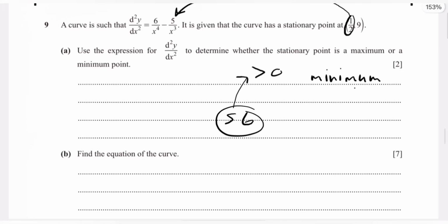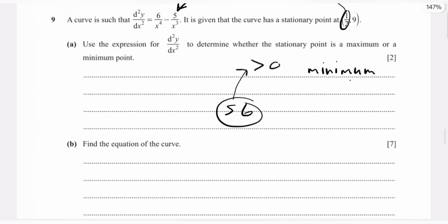And B is saying find the equation of the curve for 7 marks, right? So let's map out what we're going to do, right, for these 7 marks. We're going to use integration. That's a bit obvious. So we're going to integrate twice, because we know that if we integrate once, we'll get dy dx, and we have to integrate again. But we have to keep in mind that we have c, the constant, after each integration, right? So we need to be careful with that.